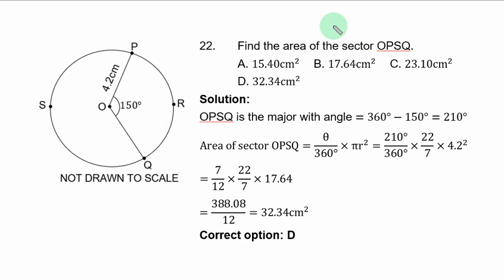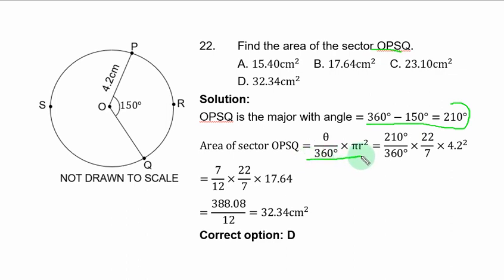Question 22. Find the area of the sector OPSQ. That is the major sector, and the angle you have is in the minor sector. So you must get the angle of the major sector, and that is 360 degrees minus 150, and that is 210. So this is the area of a sector's formula.